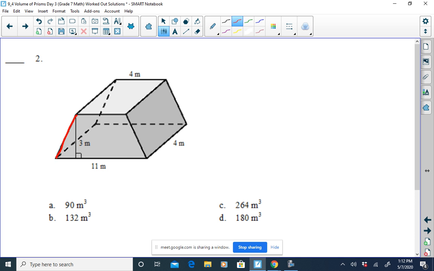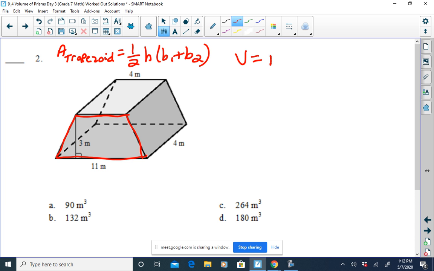So we know that the area of the base is a trapezoid. So I need the formula for the area of the trapezoid. So area of a trapezoid is equal to 1/2 of the height of the trapezoid times B1 plus B2. That's a formula that we used last year as 6th graders. So that's my base area. So when I look for the volume, I have to find the base area times the height, but that base area is the trapezoid. So that's going to be 1/2.